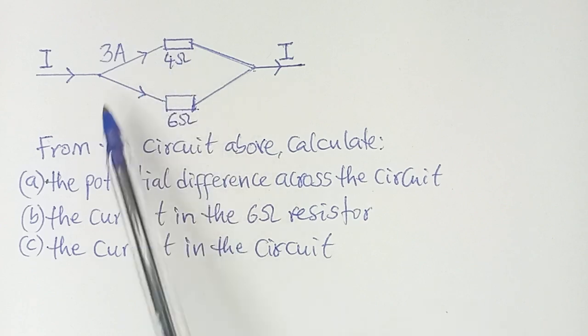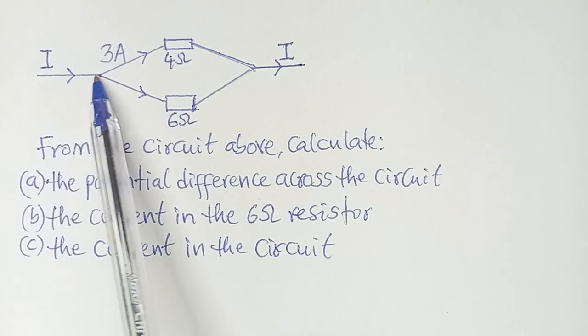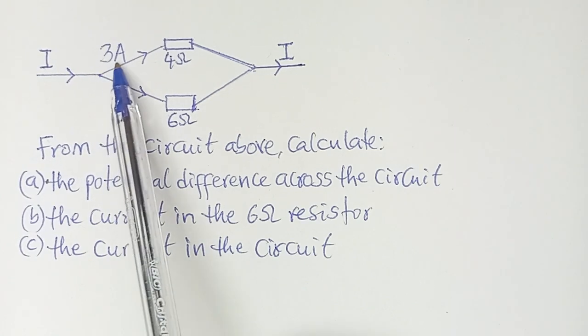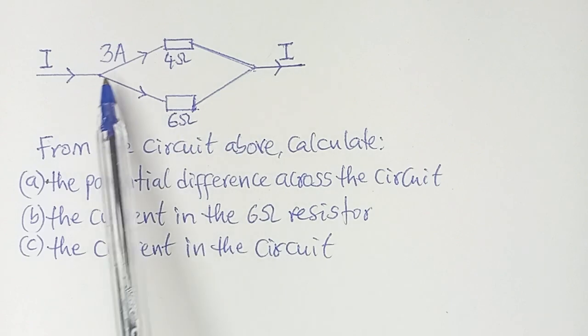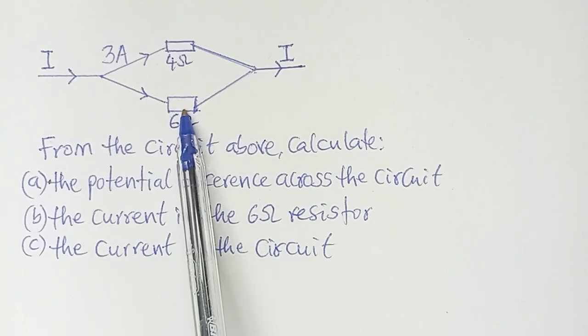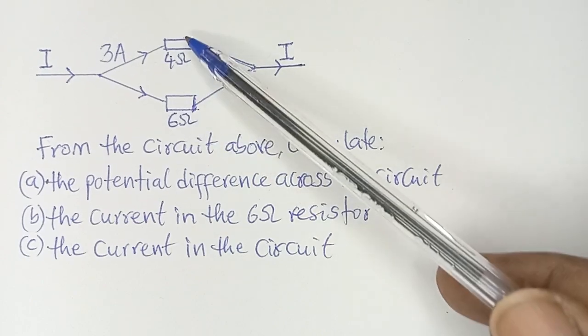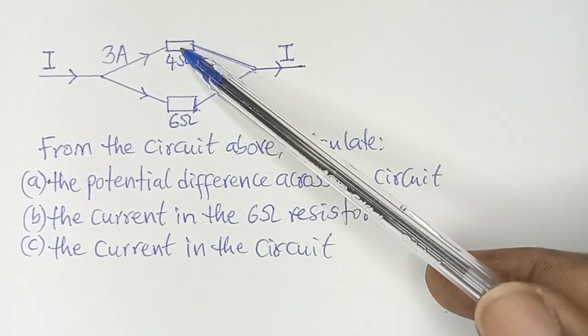Now, this question under electricity shows us a circuit where a current is coming into this junction, and then you have 3 ampere going through the 4 ohm resistor, and then we don't know the current through the 6 ohm resistor. But the two resistors are connected in parallel.